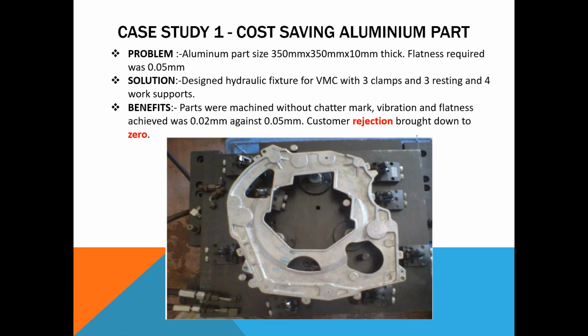So there were a lot of chatter marks, vibration, and taper cutting also, and heavy rejection. So they approached us. They said, okay, we have designed a fixture for a VMC with different clamps, arresting and work support. And these parts were machined, and after modifying this fixture, the parts came out without chatter marks, without vibrations, flatness was 0.2 against 0.5, and the customer rejection was brought to 0.